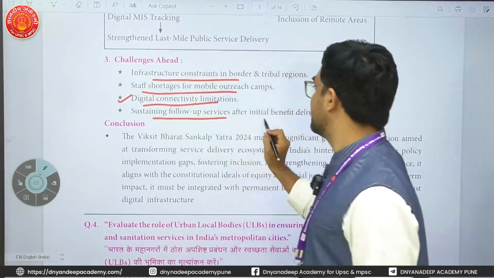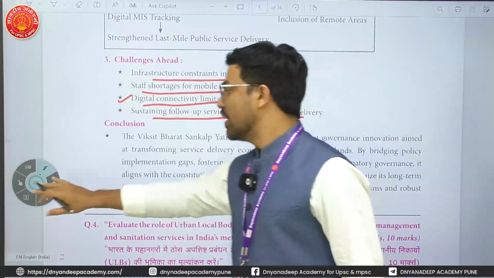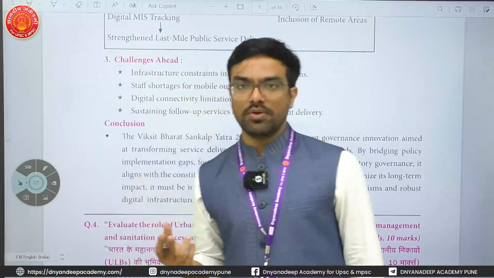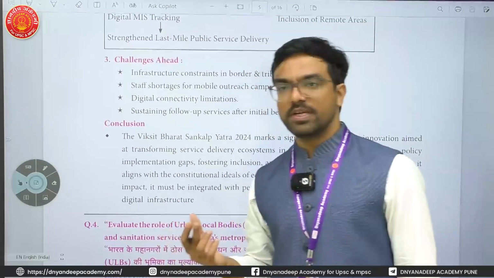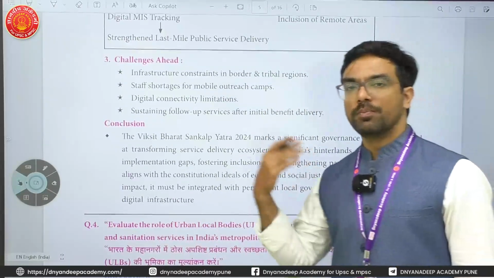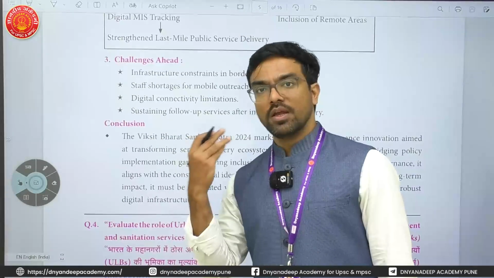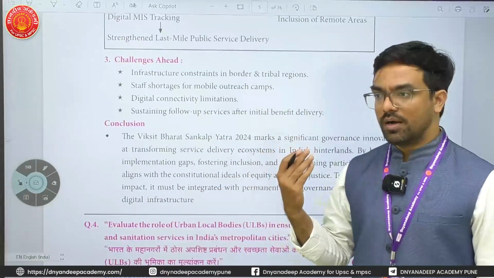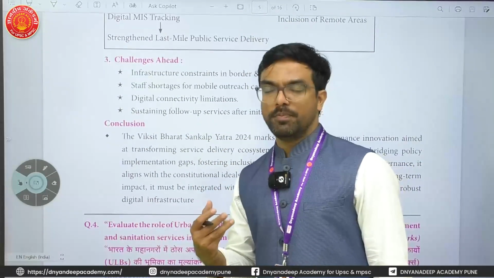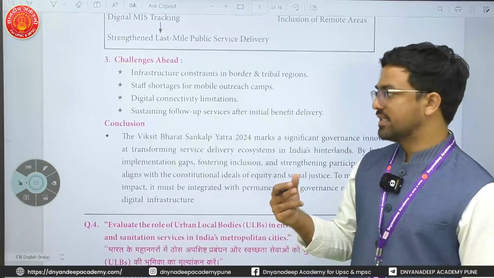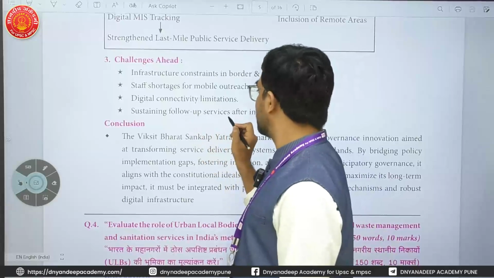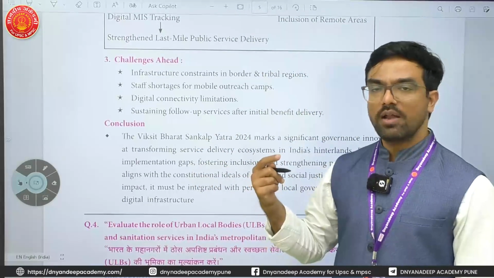Sustaining follow-up services after initial benefit, right? As we have seen in the PM Ujjwala Yojana, the first cylinder was free. So people adopted it, but it was very challenging for people to continually use these cylinders, right? So sustaining follow-up services after initial benefits is very challenging.